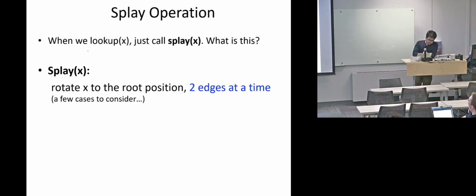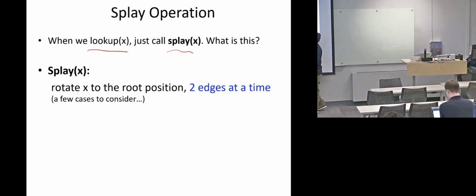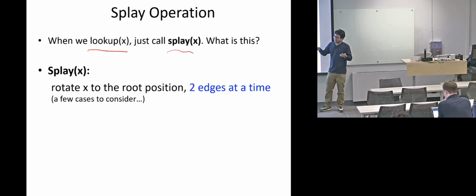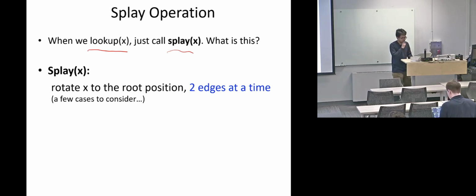Splay is this. Basically, the algorithm is: whenever you want to look up some element x, we're going to Splay x. But what is this? It's like the inverse; it rotates x to the root. Try to move x to the root by looking at two edges at a time. There are 3 cases to look at. Let me tell you.